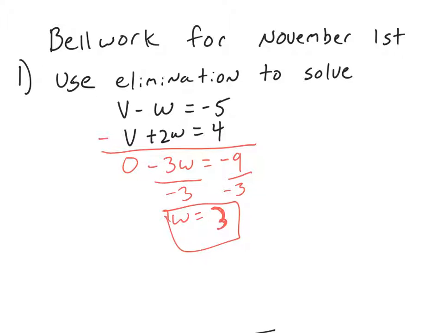Okay, so the second part, we have to take the 3 and plug it in either one of the equations and solve for v. So let's just do the top one. We'll get v minus 3 equals negative 5. Add 3 to both sides, and v is negative 2.